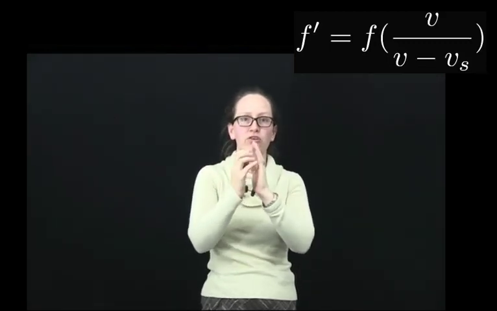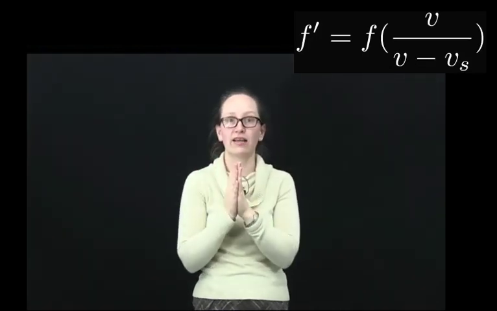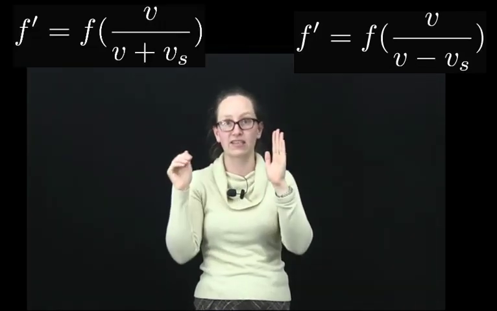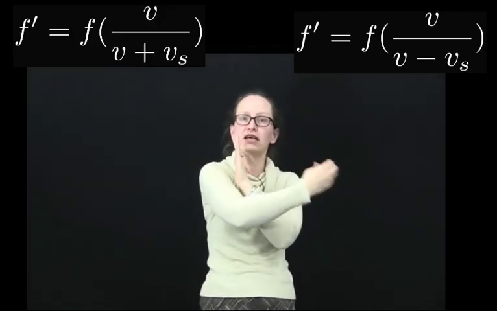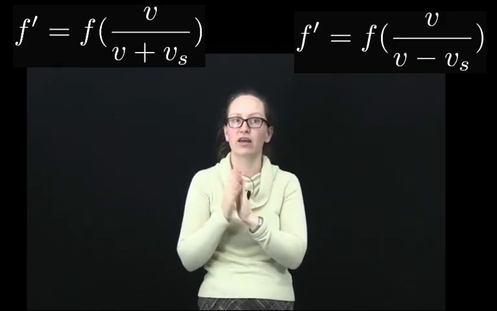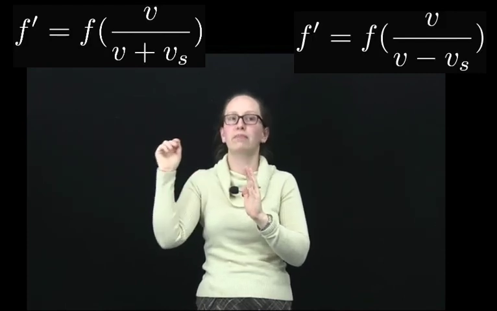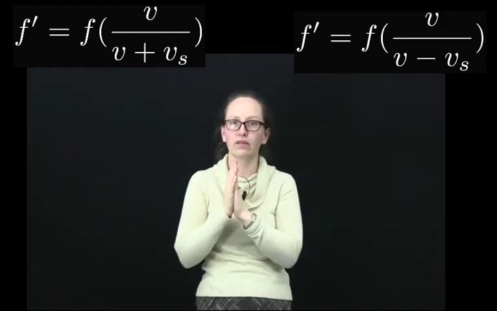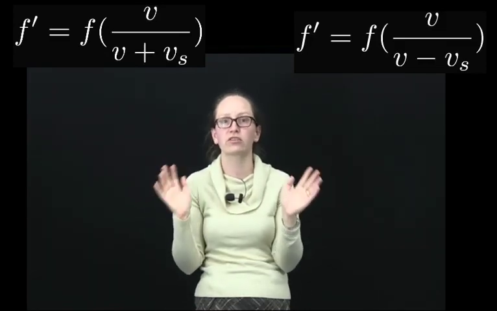If the source is moving away from the observer, then we need to change the sign in front of the vs term, the velocity of the source. So in the case that the source is receding from the observer, we have the equation f dash is equal to f times v over v plus vs. So let's look at a problem now where we can use these equations to solve it.